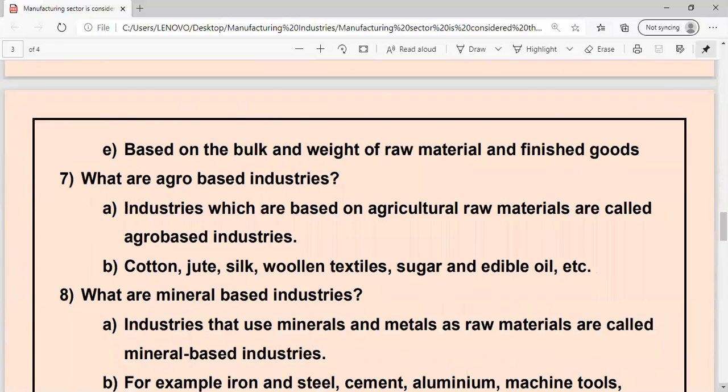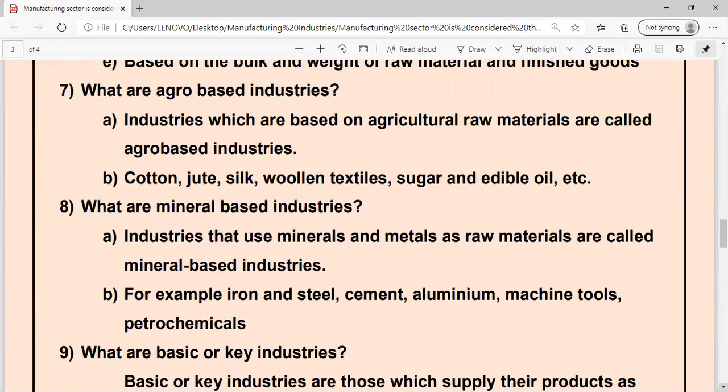Now, what are the agro-based industries? Industries which are depending on agricultural raw materials are called agro-based industries. Examples are given here: cotton, jute, silk, woolen, textile, sugar, edible oil. All these industries are depending on the agricultural sector. So the industries which are depending on the agricultural sector are called agro-based industries.